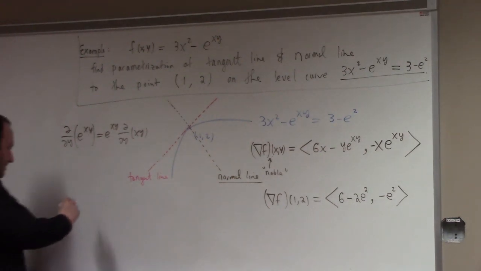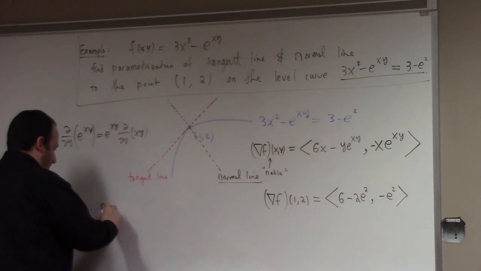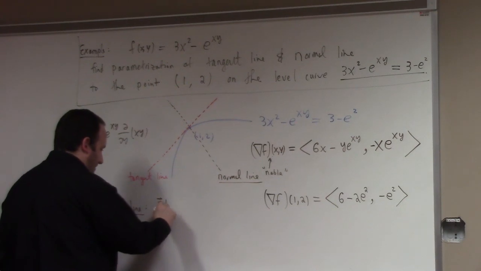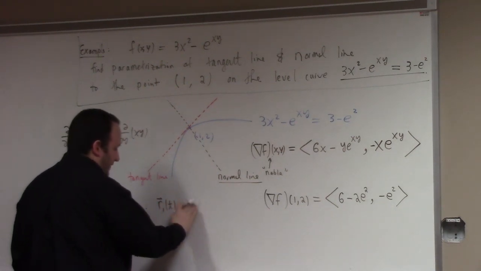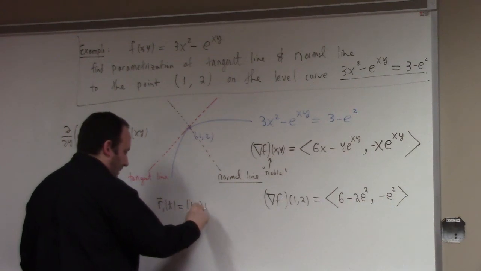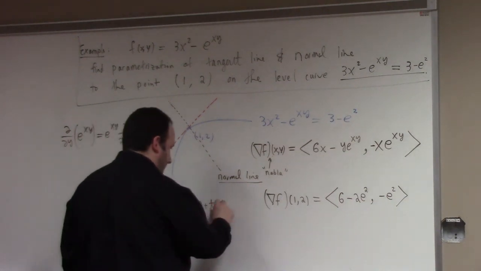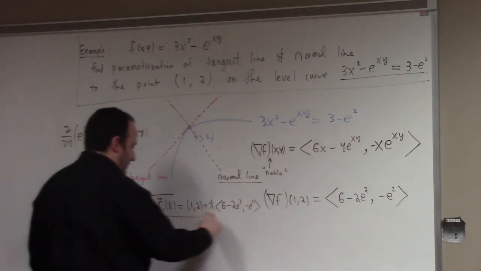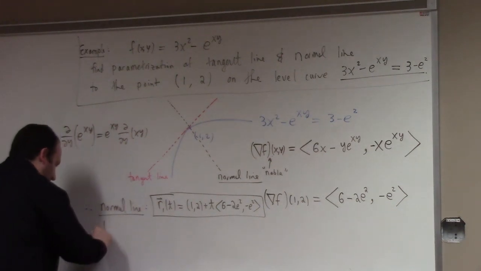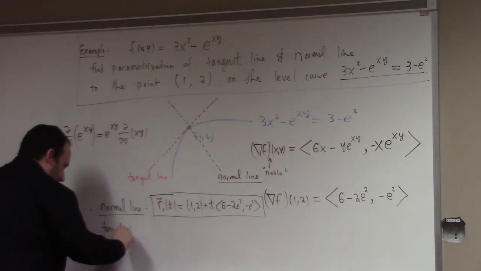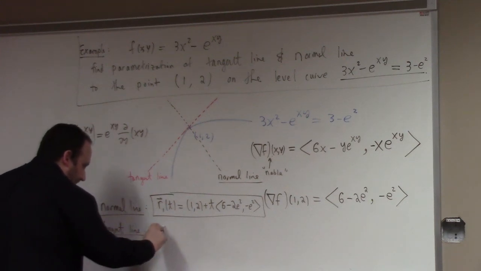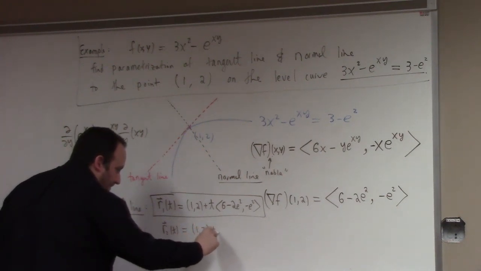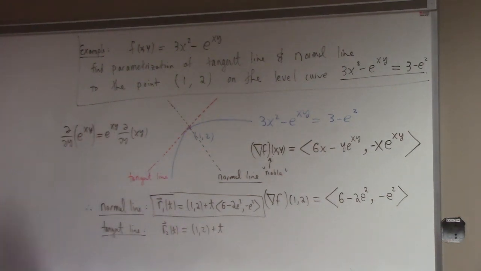So therefore, parameterize the normal line. Let's say R1 of t is equal to 1 comma 2, because that's my base point, plus t times this guy, 6 minus 2e squared, comma, minus e squared. There you go. That is a parameterization for the normal line. How about the tangent line? How do we parameterize the tangent line? Let's say R2 of t. Base point, still 1, 2, right? What's the direction vector I use?